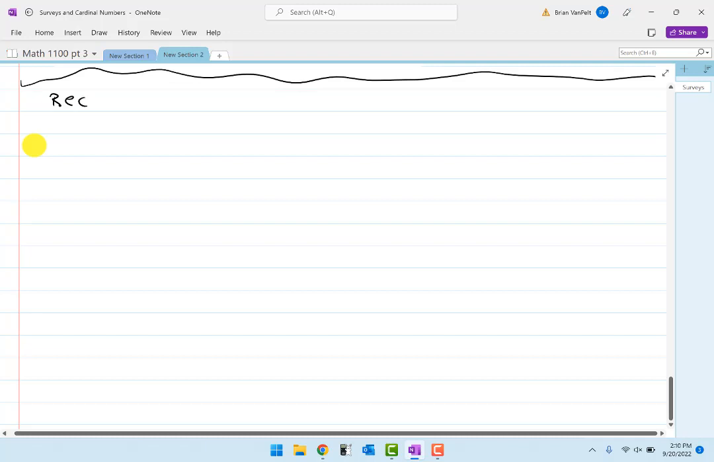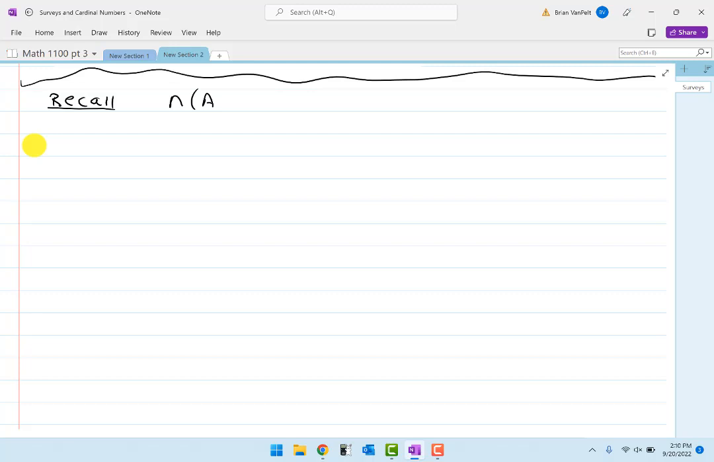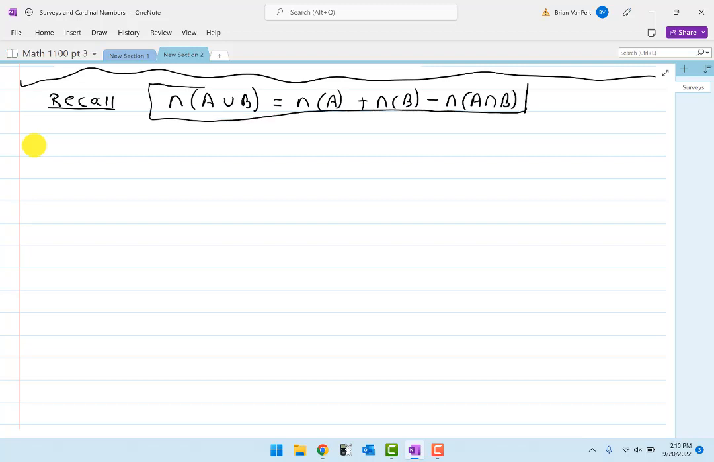Recall the following formula. The number of items in A union B is equal to the number of items in A plus the number of items in B minus the number of items in A intersected with B. I don't know what the name of this is, but it does give the size of a union. It's an important formula, as you can imagine. And so now let's go ahead and do some examples exploiting that formula.